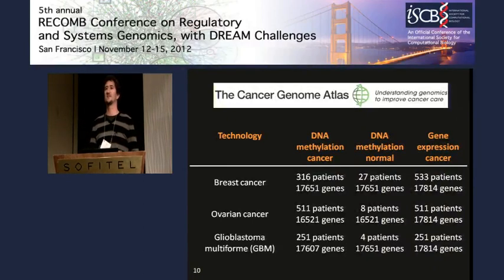Next, we applied this method on 3 cancer data sets from the TCGA project. We used the breast cancer, ovarian cancer, and the GBM data set. We used the cancer methylation data, the normal methylation data, and then paired gene expression data. Here you can see also the number of genes that we had for each of these cancer data sets. It's also important that the number of normal samples for the methylation data varied a lot. We only had 4 samples for the GBM, where we had 27, for example, for the breast cancer data set.